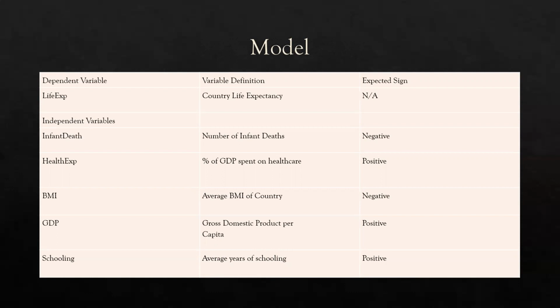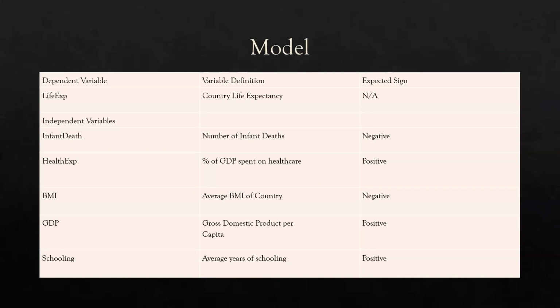The second independent variable is health expenditure. This variable is the percent of GDP spent on healthcare. We expect this sign to be positive. Obviously, if a country spends more on healthcare, we expect the constituents to get better healthcare and therefore a rise in life expectancy. The next independent variable is BMI. This is the average BMI of a country. Typically, a lower BMI is associated with being healthier, so this is why we expect the sign to be negative. As the country's BMI goes down, we expect their life expectancy to go up.